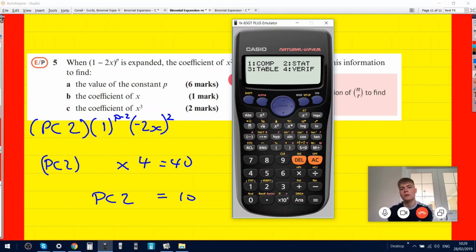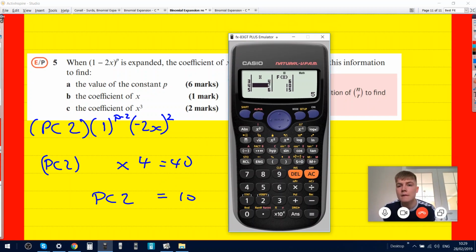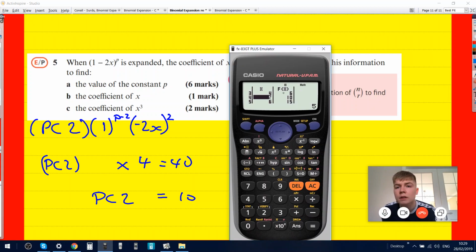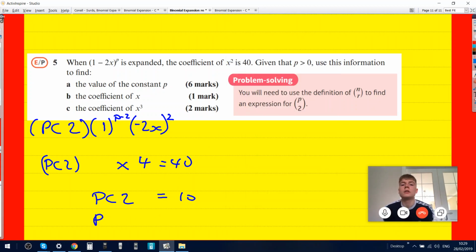And in fact, cheat time: a table. Something choose 2. I'm going to start with 2 because that's the lowest it can be. Let's say end at 10. And do I get a 10 anywhere? Yeah, there's a 10 there. So what is p? I can't quite read it, sorry. Is it 6? 5. Yeah. So p is 5.